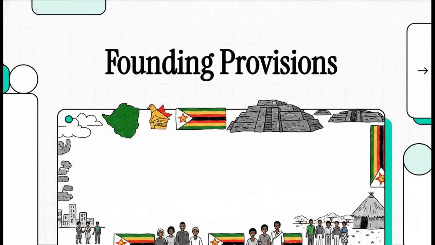Today, we're going to look at the very foundation of our home, the Zimbabwe Constitution. Think of the Constitution like the ultimate rulebook for our whole national family. We're zeroing in on Chapter 1 today, the founding provisions. Basically, this is the solid ground we build our house on. I'm going to break this down in simple, everyday English so you know exactly what belongs to you.